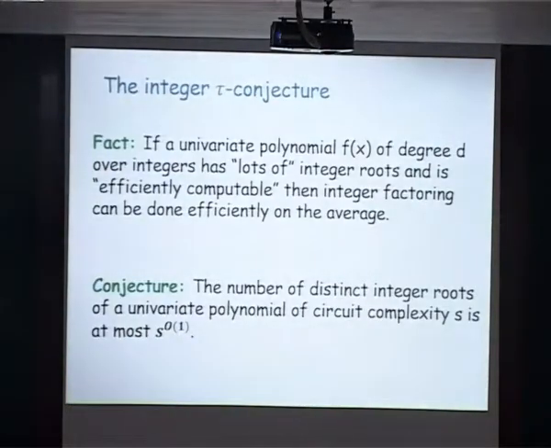But we believe that integer factoring can't be done efficiently. So you ought to probably believe then that any univariate polynomial with integer coefficients that is efficiently computable has only a few integer roots.